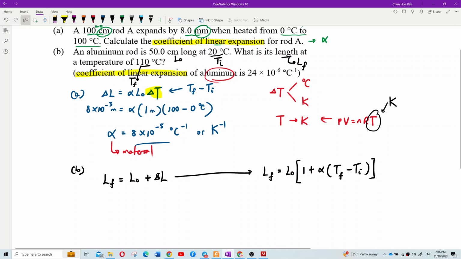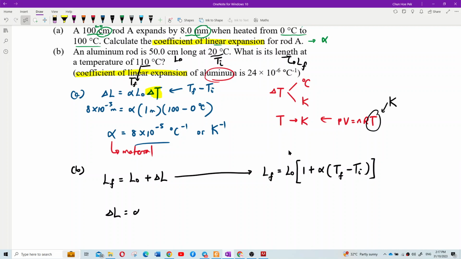Or if you want, you can find delta L first, then add it to the initial length, and we also get the final length. If you want to just do the delta L, also can. So maybe we just do the delta L only.